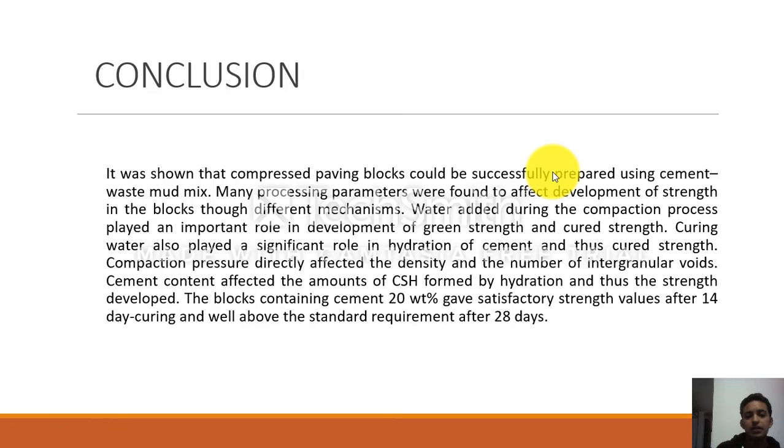It was concluded that the compressed paving blocks could be successfully prepared using a mixture of residual cement sludge, as many processing parameters affect the development of strength in the block through different mechanisms, such as the water added during the compaction process, that play an important role in the development of resistance and in the hydration of the cement.